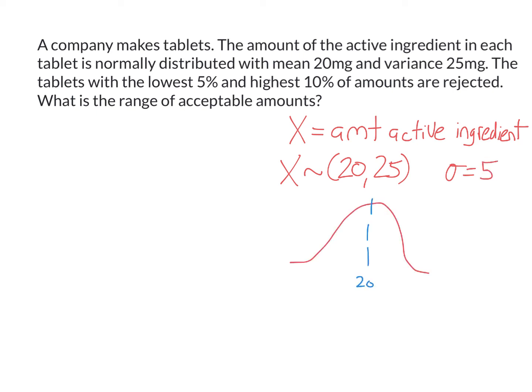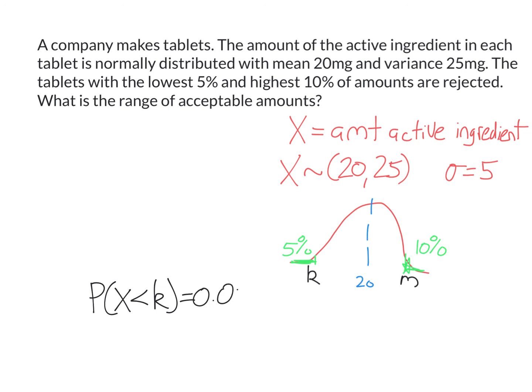So we have a normal distribution like this. Now at some point over here, the lowest 5% are rejected, and at some point over here, the highest 10% are rejected. We need to find the value here and the value here. That will tell us the range of acceptable values. So let's start by finding k. So what we're saying here, the probability of being less than k is just 5% or 0.05.